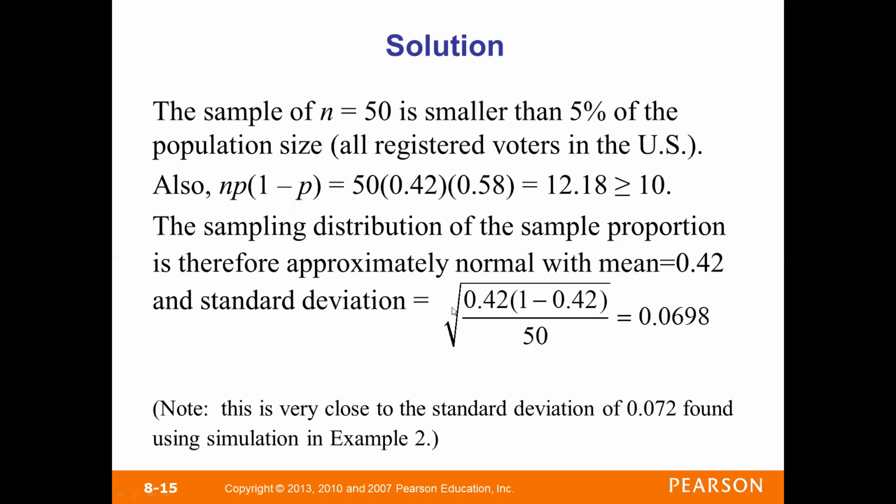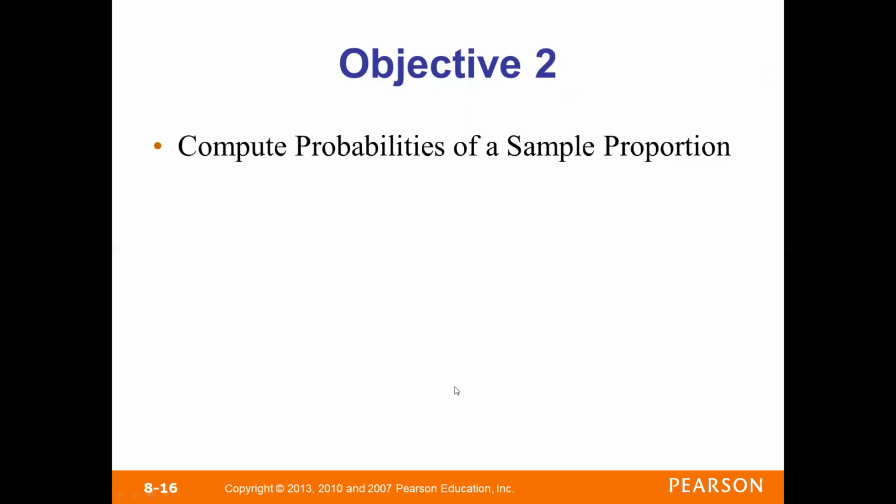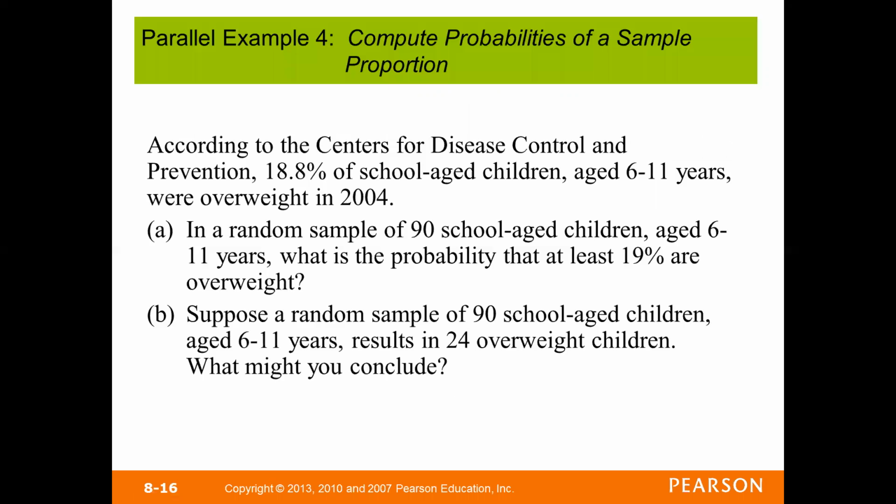And the standard deviation is going to be the square root of 0.42 times 1 minus 0.42 over 50, which is 0.0698. Notice when we did our sampling, or our simulation process, where we ran, I think it was 300 of these samples, we did come up with something that was close to that value. So now let's use the fact that this distribution is normal and calculate probabilities from that normal distribution. So let's do a couple of examples.